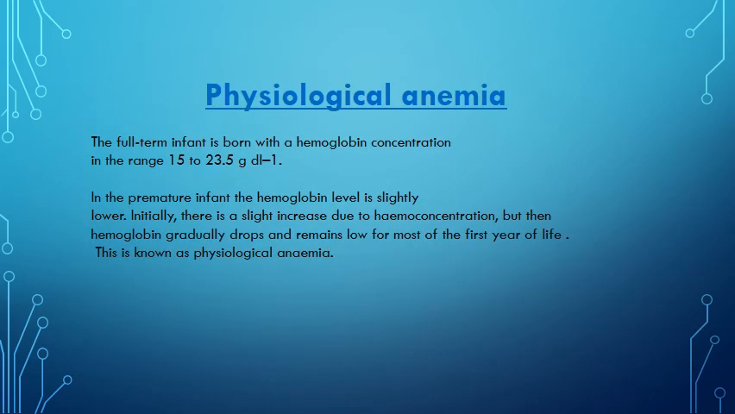What about physiological anemia? The full-term infant is born with a hemoglobin concentration in the range of 15 to 23.5 gram per deciliter. In the preterm infant, the hemoglobin level is slightly lower. Initially, there is a slight increase due to hemoconcentration, but then hemoglobin gradually drops and remains low for most of the first year of life. This is known as physiological anemia.